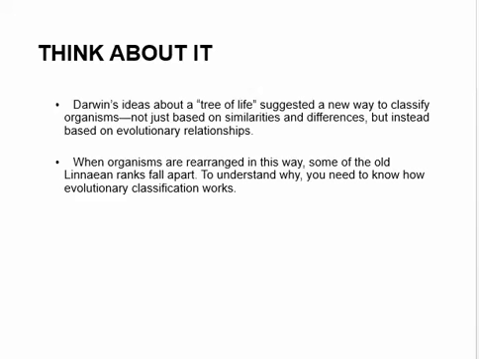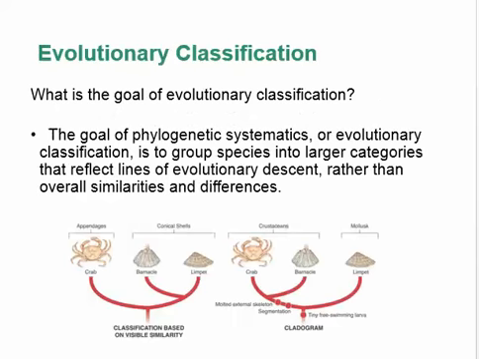But Darwin had some ideas about a tree of life. So with Linnaeus, he thought we should classify things by how they looked. Okay, so he's talking about physical structures. So Linnaean was physical, and Darwin was looking at evolutionary relationships. So we're going to be talking mainly about evolutionary classification. So what's the goal of evolutionary classification?